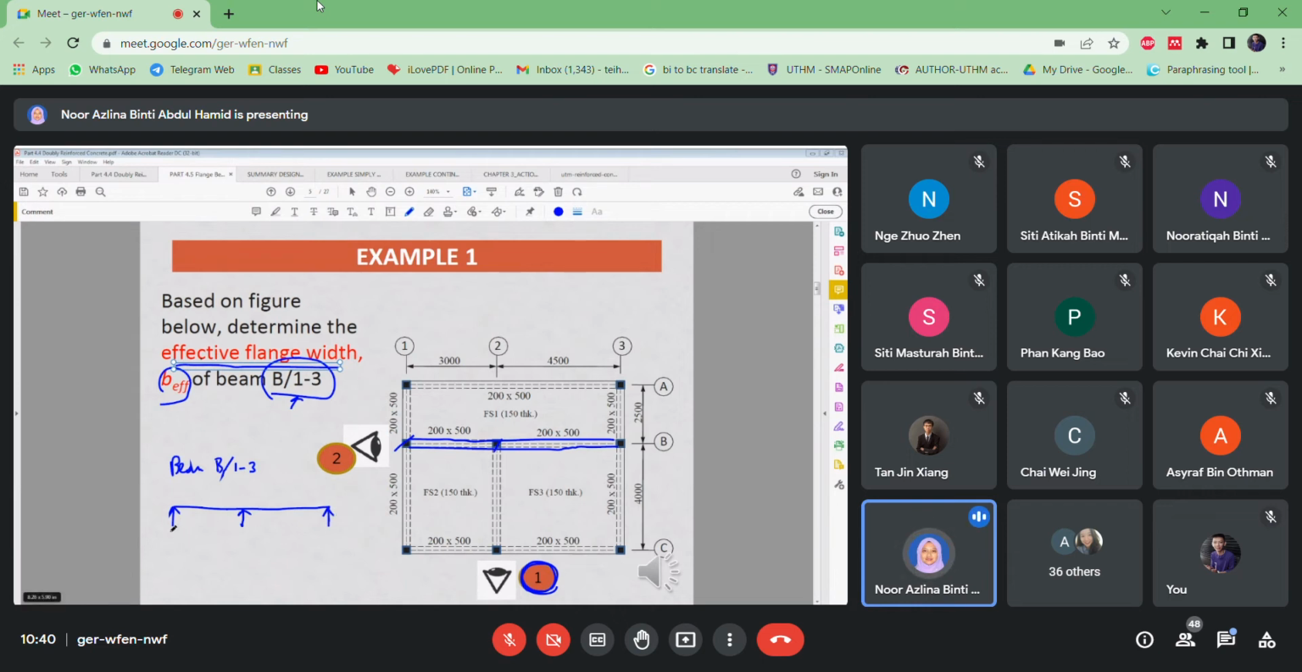Okay, so grid line 1, grid line 2, grid line 3 with the lengths of 3 meters and 4.5 meters. That means you will have two spans, the span from 1 to 2 and the span from 2 to 3. This is the first view, the first draft.